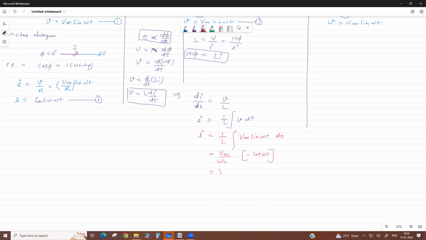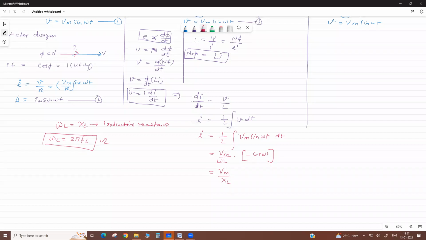Now we can write this as Vm by omega L. So what is omega L? It is XL, the inductive reactance. Omega L equals 2 pi f L. Please remember, the unit is ohm.